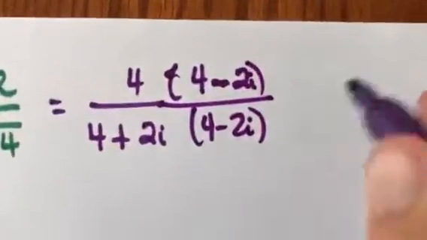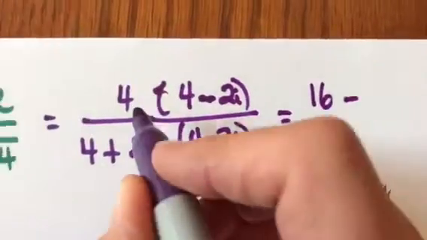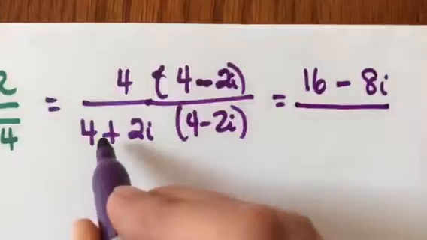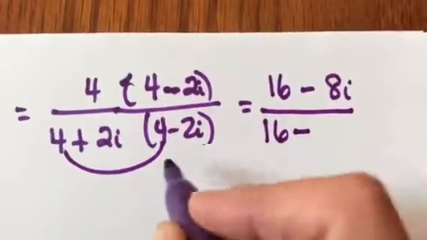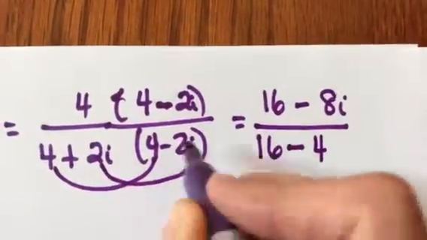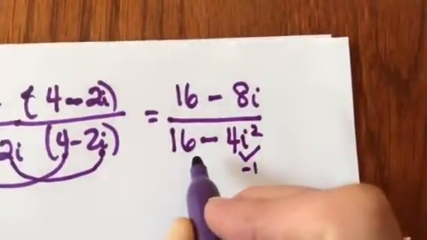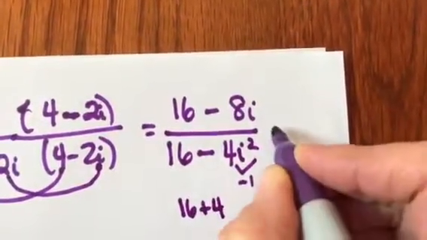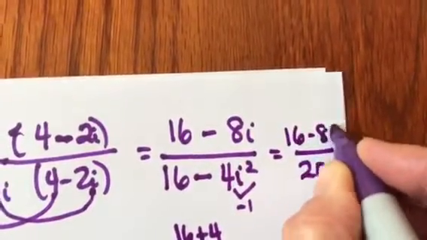It's so cool. Okay, so 4 times 4 is 16. 4 times 2i is 8i. Look what you get here. 4 times 4 is 16. Minus 2 times 2 is 4. I times I is I squared. But what's I squared? Negative 1. So here, instead of 16 minus 4, you're going to have 16 plus 4, which is going to give me 20. And on the top, I have 16 minus 8i.